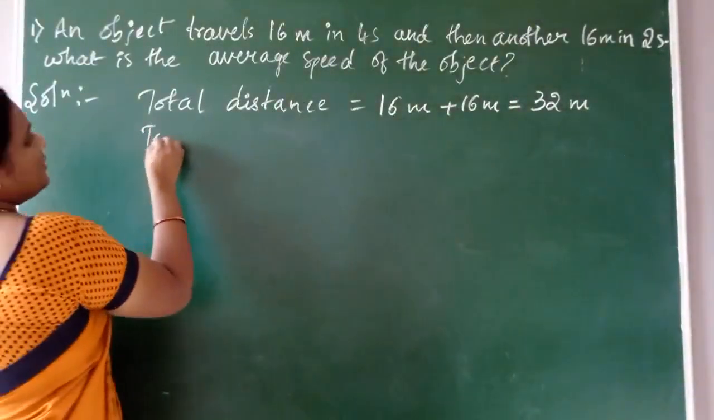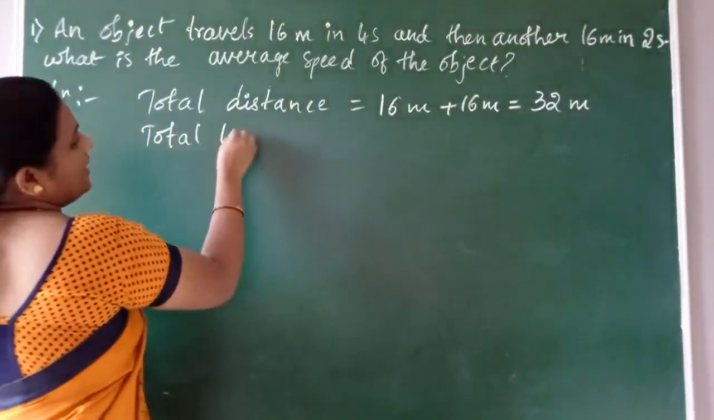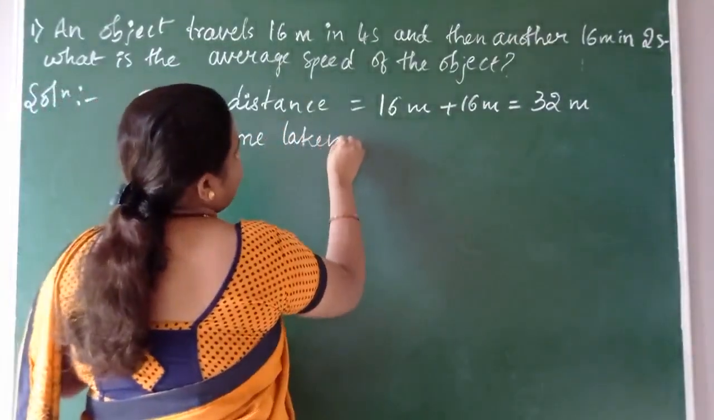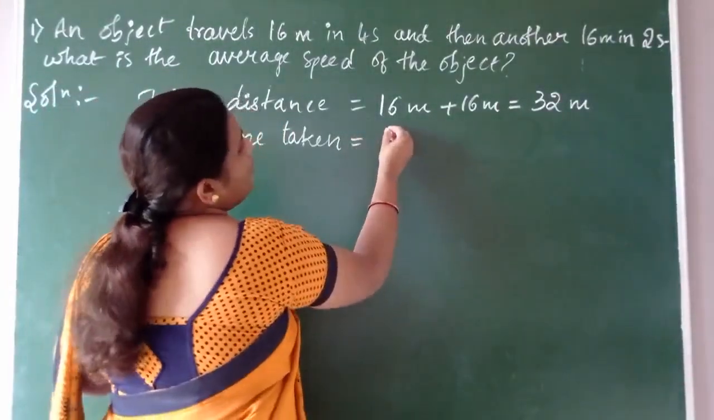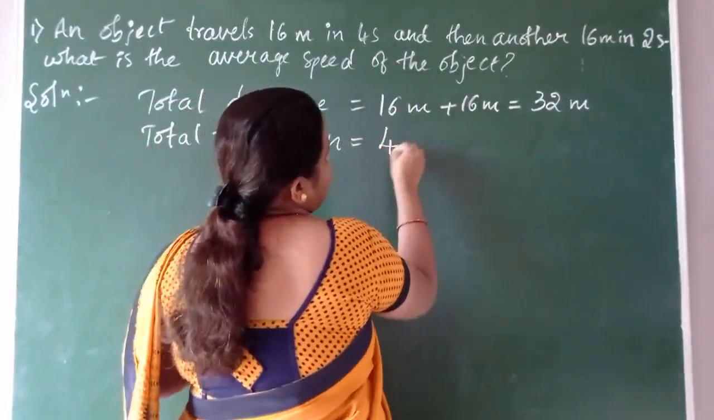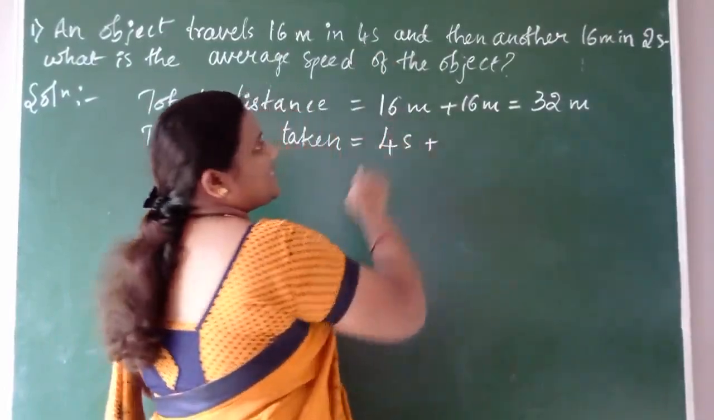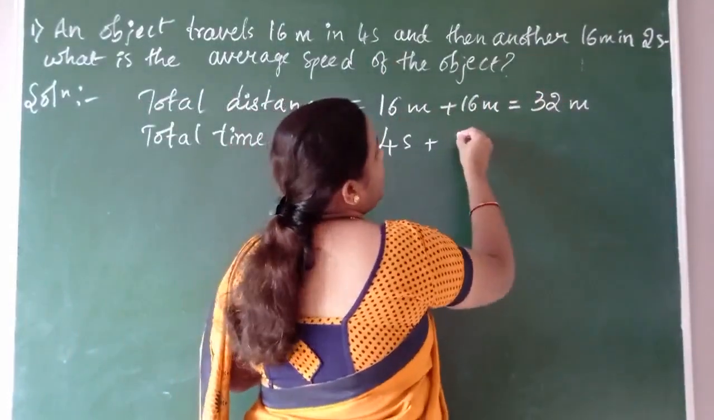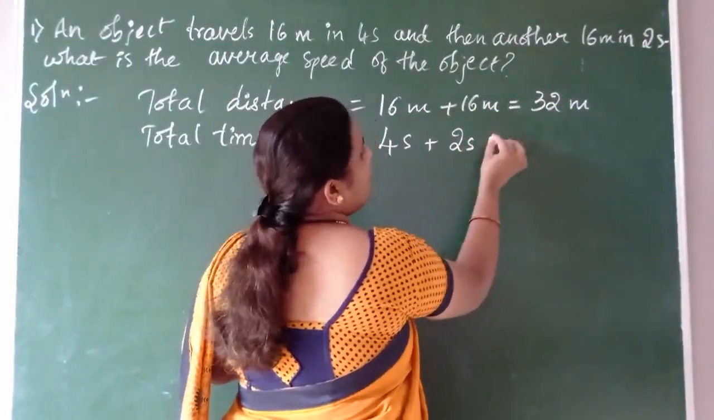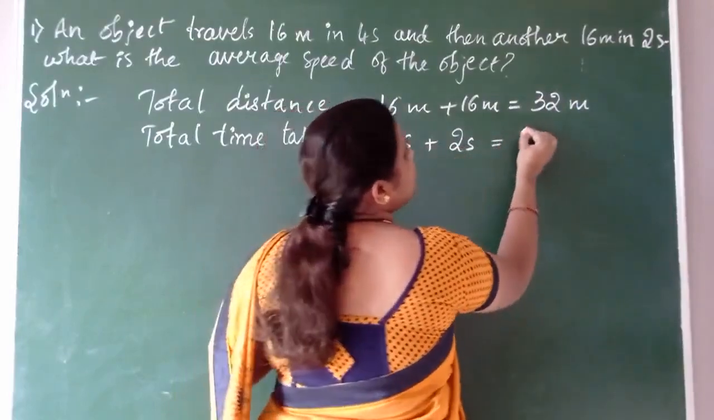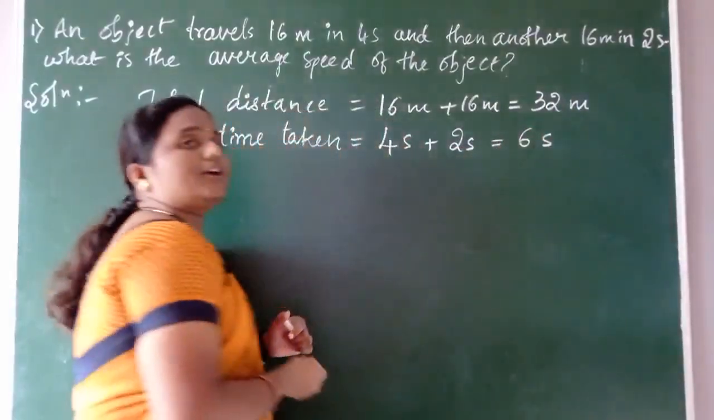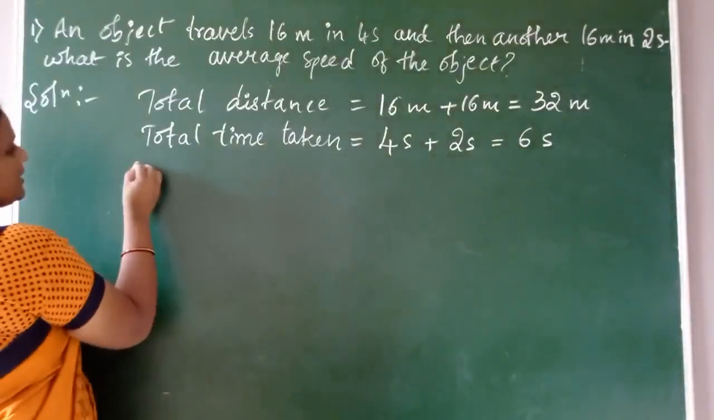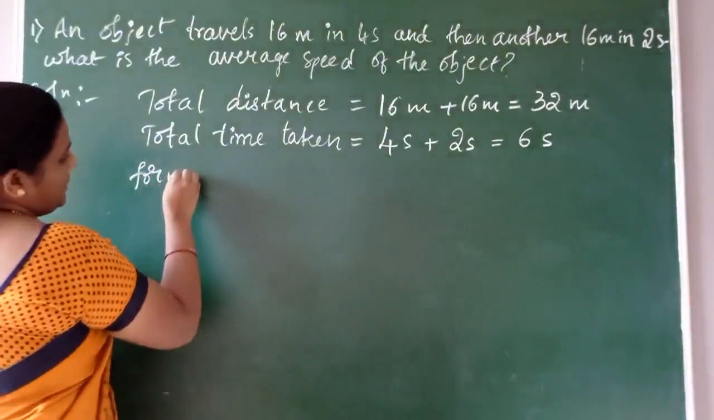And similarly we need to calculate the total time taken. Total time taken is equal to the first one, 4 seconds. It will take 4 seconds to cover 16 meter, and the next 16 meter in 2 seconds. So what is the total? 4 plus 2, 6 seconds is the total time taken. Now using the formula, children, what is that?